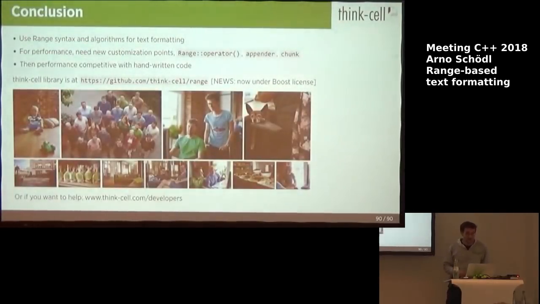Okay, I showed you how to use the range syntax and the algorithms for text formatting. I highly advocate doing that. If you want to do this with high performance, you need a few more customization points. You need internal iteration for ranges. Then you need this appender customization point for containers. And then the appenders also have to implement the chunk in order to do the memory pre-allocation. But if you do all that, then the performance you're getting is actually competitive with handwritten code.